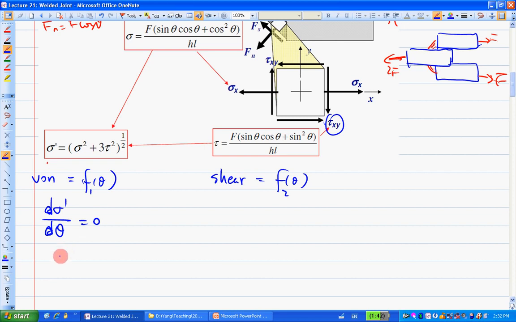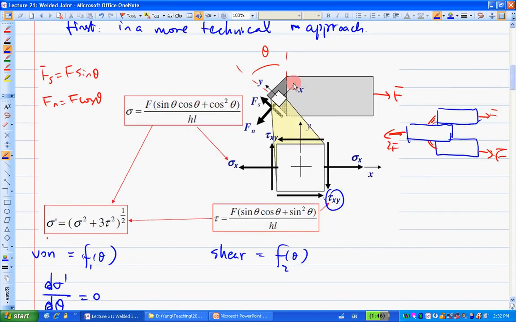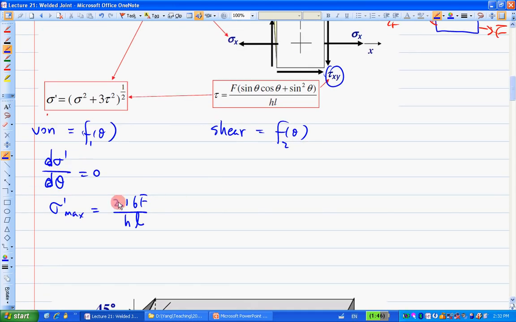The sigma prime maximum, the von Mises stress maximum, turns out to be 2.16 F over HL. H is the leg size, the leg size H. And that's when theta equals 62.5 degrees. At this value of theta, sigma prime is the maximum.